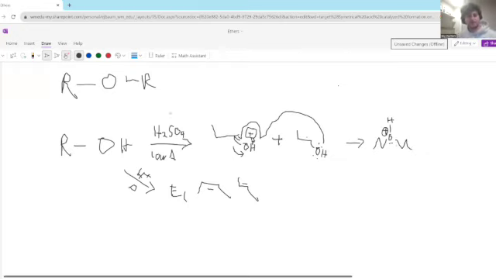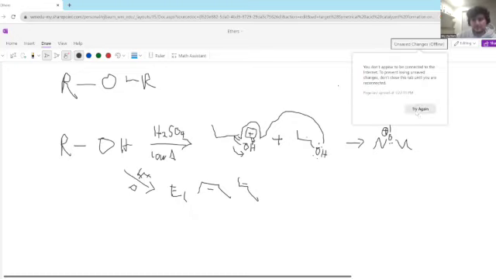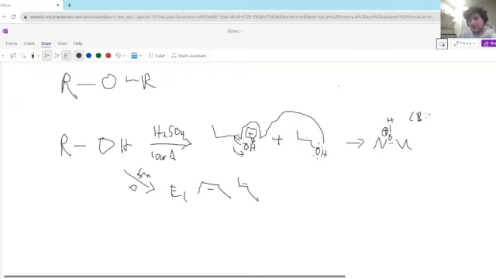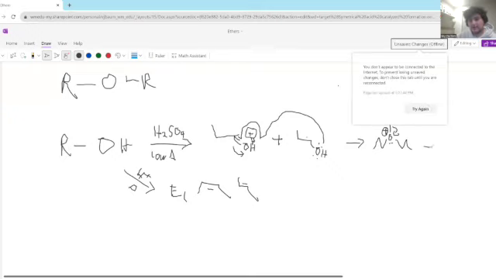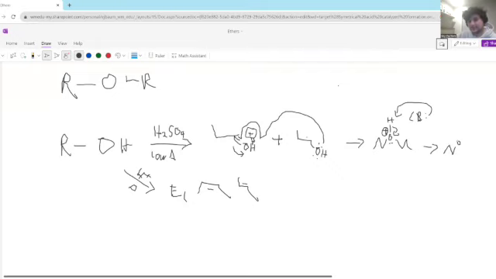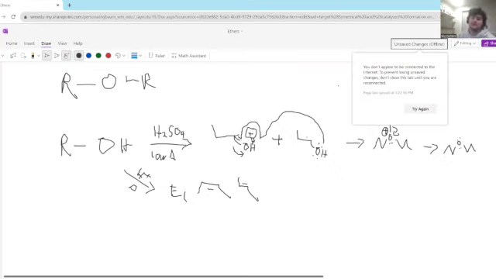Since our first step in this reaction was protonation, our last step is going to be deprotonation by that conjugate base. So it will be HSO4 minus. I just don't feel like drawing that out right now. It's just for time purposes. And we finally get our ether. Now, naming for ethers is fairly simple. So the common name for this would be dipropyl ether.